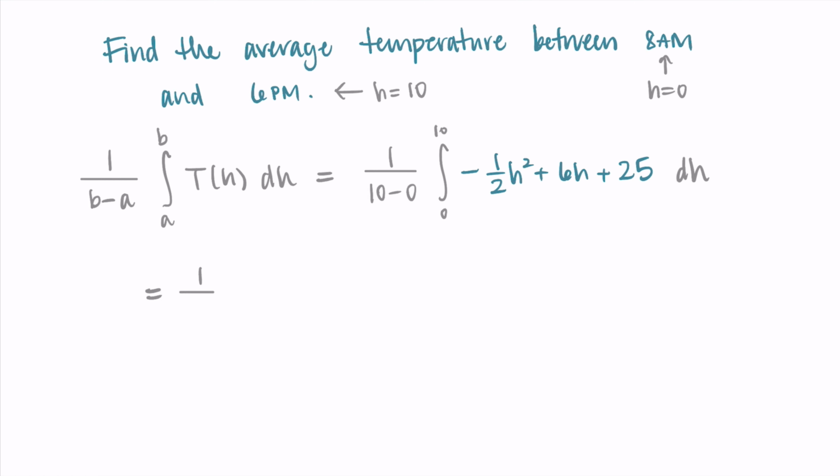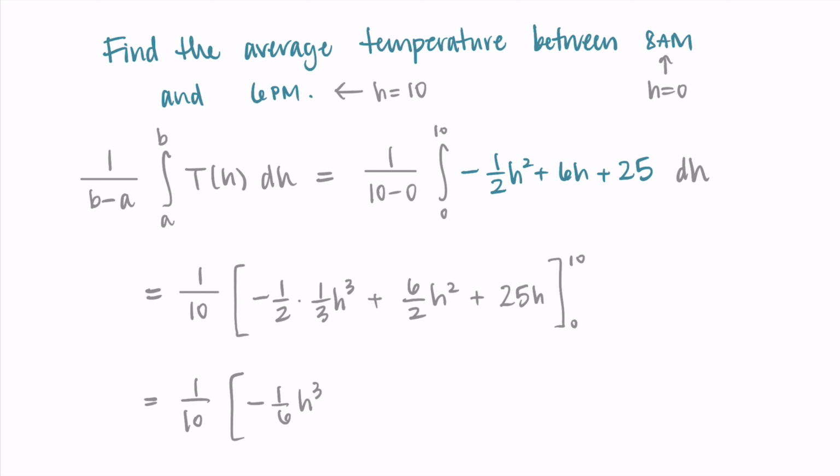So here I have 1/10 on the outside, and then I'm going to take my antiderivative. This is just a polynomial, so I just have the reverse power rule on all of these. First I have -1/2 times 1/3 h cubed, then plus 6 over 2 h squared, and then plus 25h. On all of these, I'm just increasing the power by 1 and dividing by that new power. And remember, my bounds are from 0 to 10. Before I plug in the bounds, I am just going to simplify this a little bit. So I have 1/10 times -1/6 h cubed plus 3h squared plus 25h.